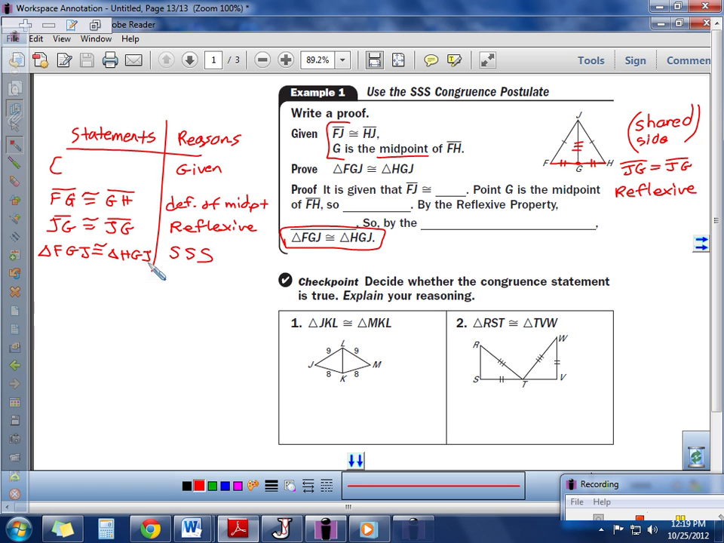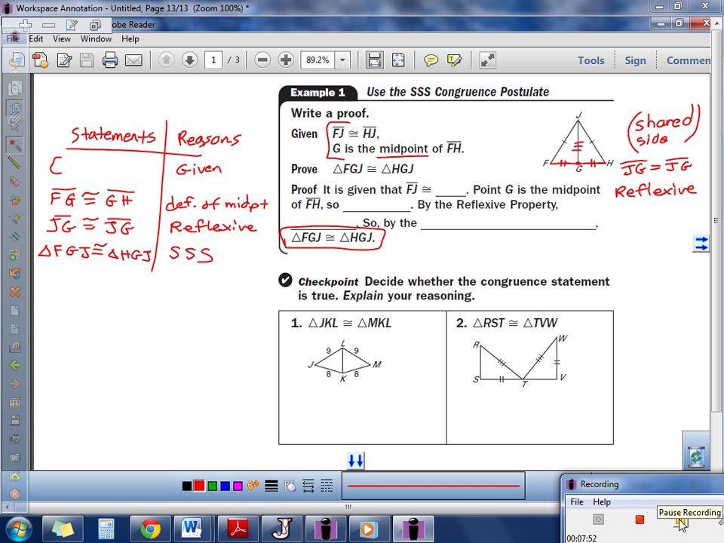Why did I not use CPCTC? Because I don't know all the parts. I don't know any angles. I can't use CPCTC because I know no angles. I don't know all the parts on the triangle. I only know sides. I know 3 sides on each. That's side, side, side.